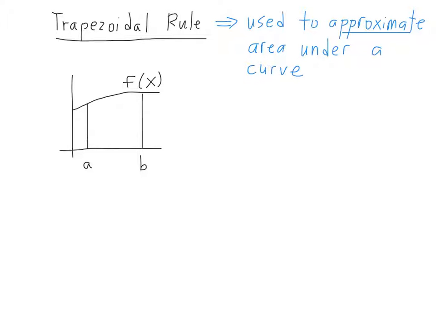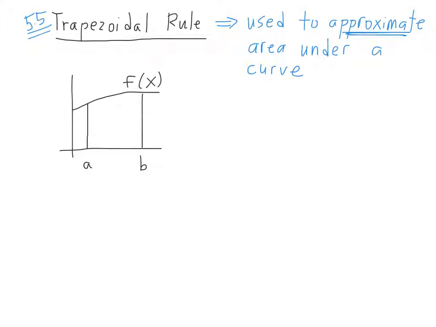All right, welcome to the trapezoidal rule, which is 5.5 in our textbook. So what is the trapezoidal rule? Well, this is a method for approximating the area under a curve using, guess what kind of shape? Trapezoids. So we looked at using rectangles to approximate area under a curve in section 5.1. Well, now instead of rectangles, we're going to use trapezoids.